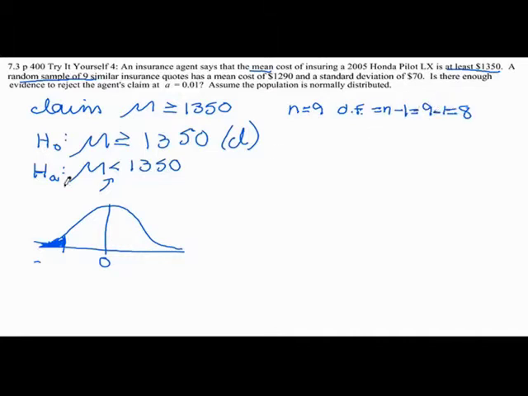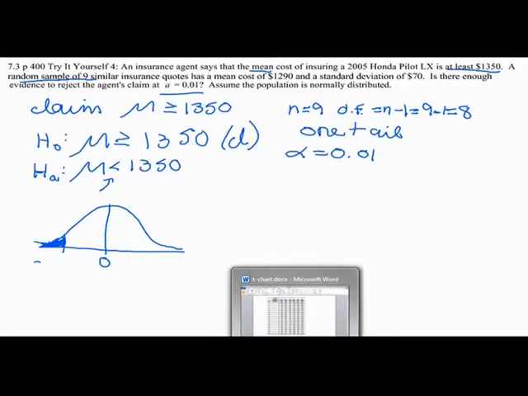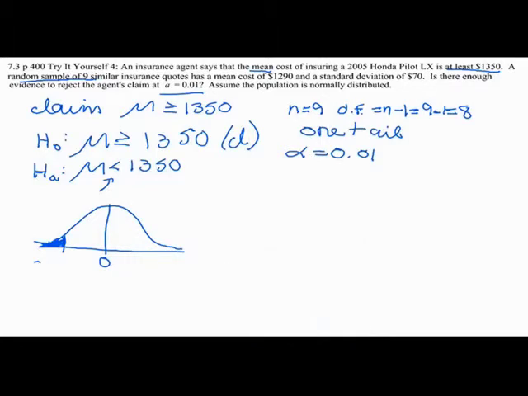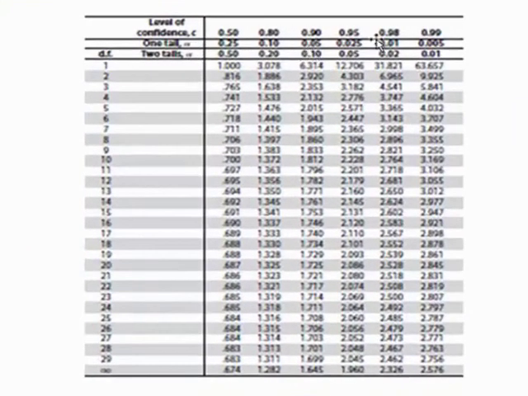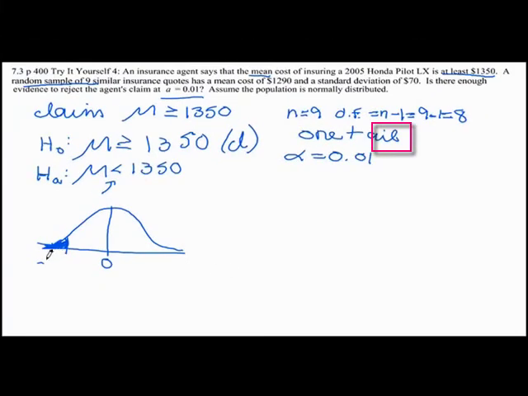So we've got a one-tailed test. It's one-tailed because it's left-tailed. And alpha is also very important here. Our alpha is 0.01. So let's go to our table 5. Alpha is 0.01, one tail, degree of freedom is 8. That gives us 2.896 for our critical value. So that's going to be negative 2.896 here.